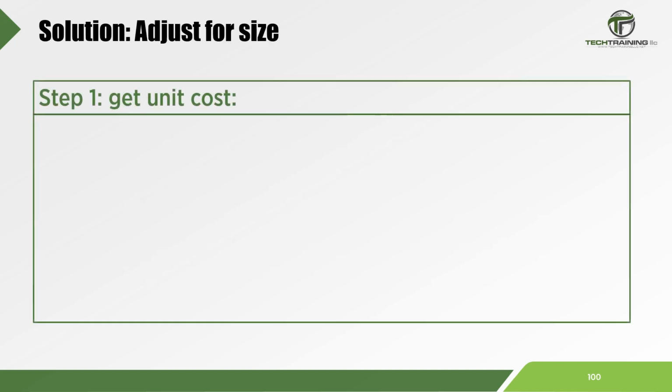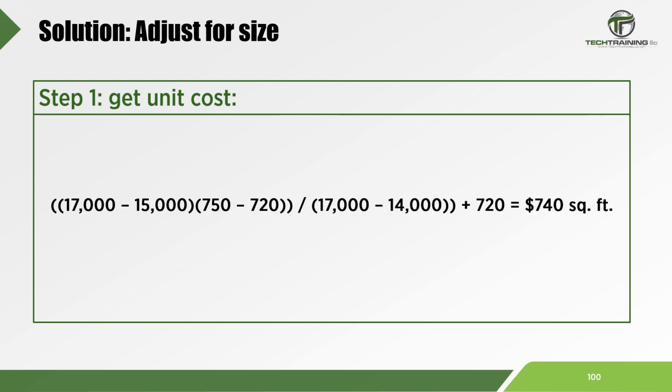So first, let's get our square foot price. We can do this through interpolation. Don't worry, this is not going to be on any quizzes. It is for informational purposes only. The 17,000 represents the larger library, and the 15,000 represents the size of the library we want to build in Texas. The $750 is the cost per square foot for the median 14,000 square foot library, and the $720 represents the cost per square foot of the 17,000 square foot library.